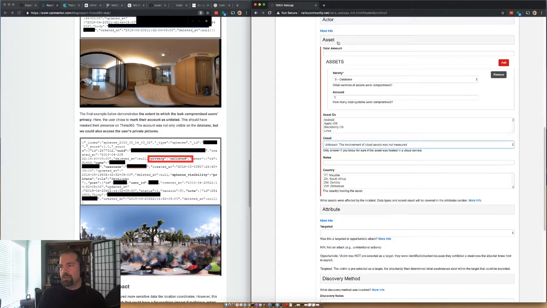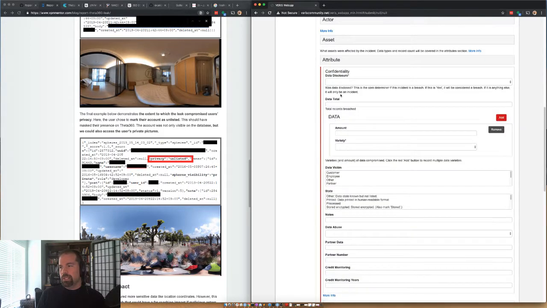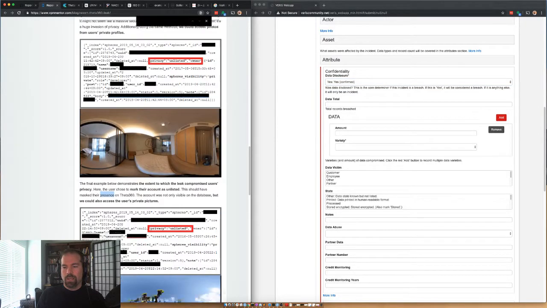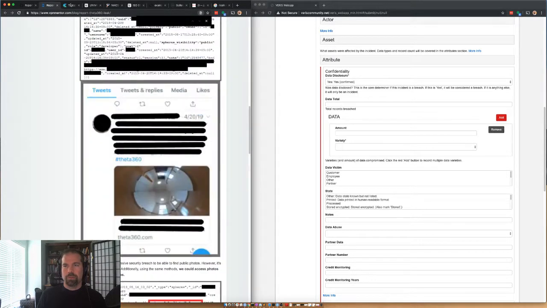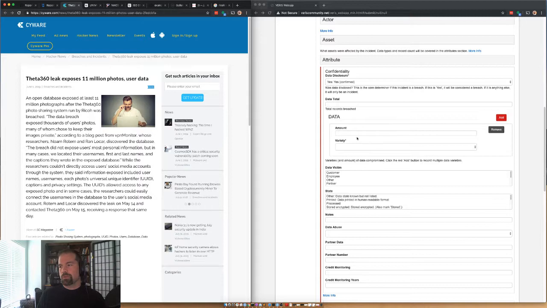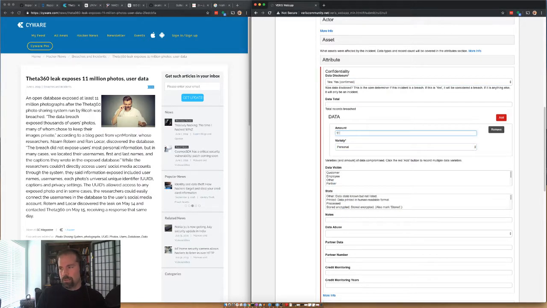So we'll close down assets because we've filled that in. Oh, I forgot total assets. Yeah, one total asset. You want to add up the different assets to get total assets. So attribute, confidentiality, data was disclosed. Yes, because the researchers got the data. Total data. Does it say how many records were in this database? Yes, it had 11 million photos. So variety would be personal data, amount 11 million.